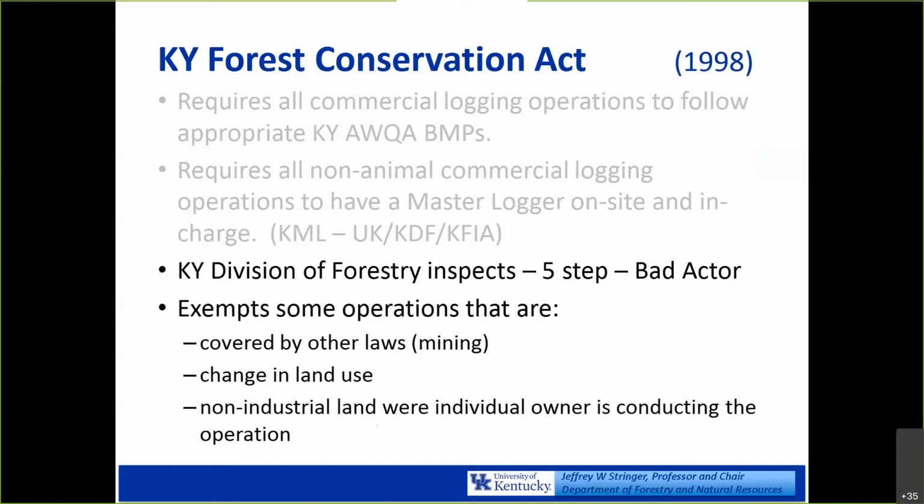Now, some operations, and many of you may be aware of this, are exempt from any inspection by the Division of Forestry. Okay, and those operations are things that are covered by other laws. In this case, mining. If there's a mining permit that's been issued, then we let mining and the water quality regs associated with mining take care of water quality issues there. If there's a change in land use, if somebody is clearing for a farm field, for example, or a barn site, that area of the harvest would not be included in inspections and that kind of thing. And then if you have non-industrial land, and you are the owner and you're cutting your own trees, you'd be exempt from inspections as well. Okay, so it's a little background on the Forest Conservation Act.